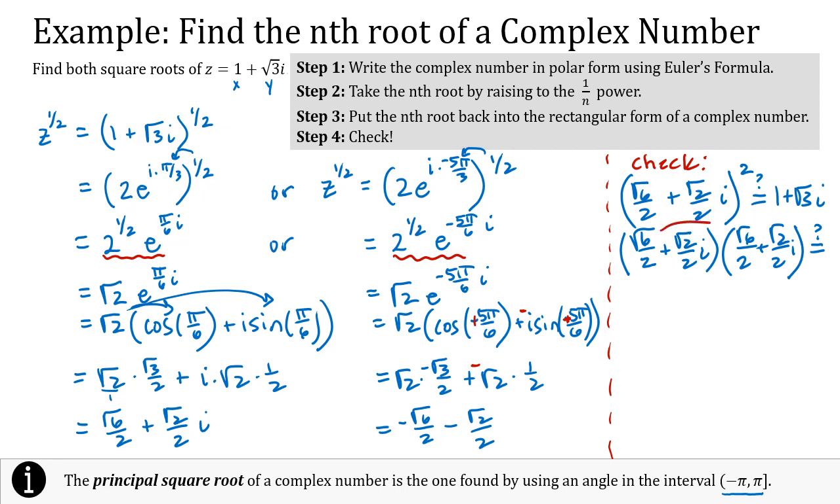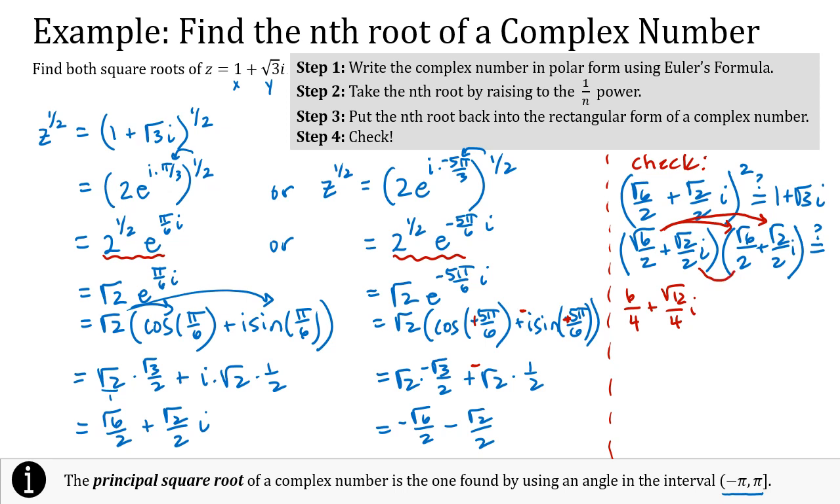Square root of 6 over 2 times itself is going to get me 6. Square root of 6 times square root of 6 is 6. 2 times 2 is 4. Now I'm going to do the end terms. So plus, I'm going to get square root of 12 over 4i.